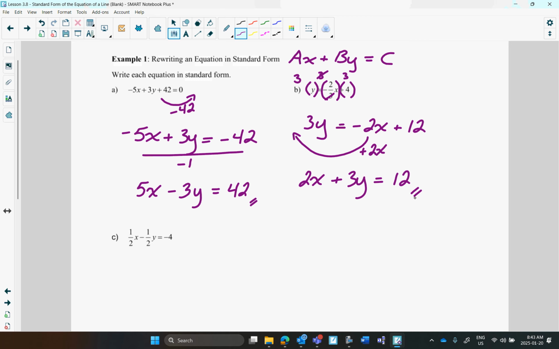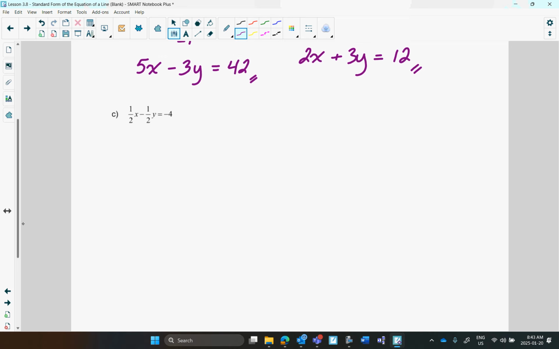Remember, this form is the easiest way to find intercepts too. So this form is actually quite useful, because we can graph using this one. Final example here.